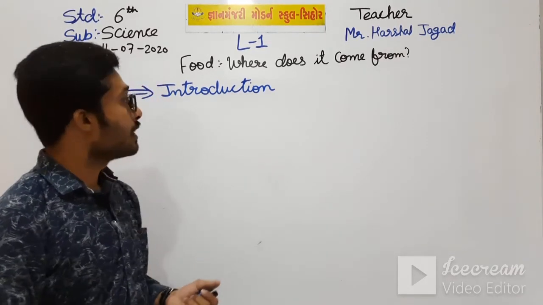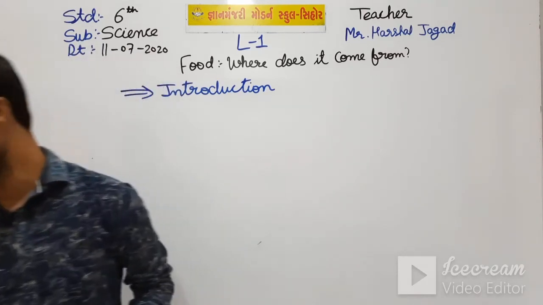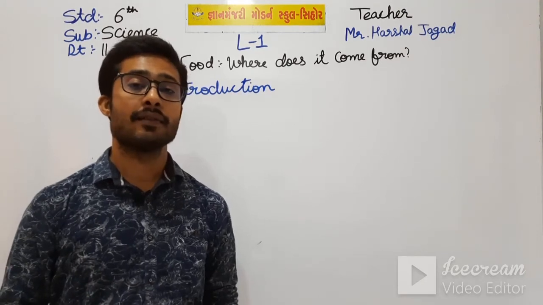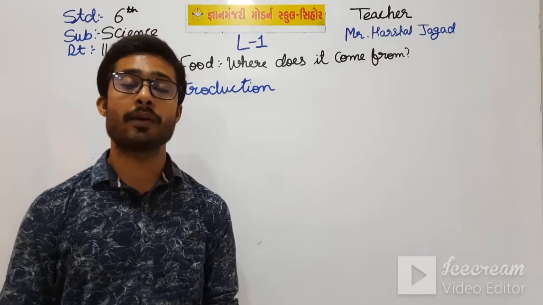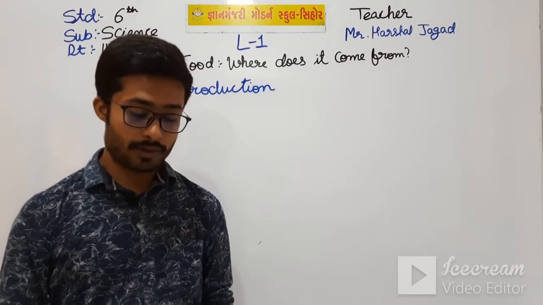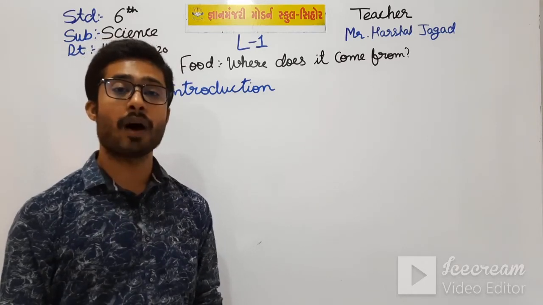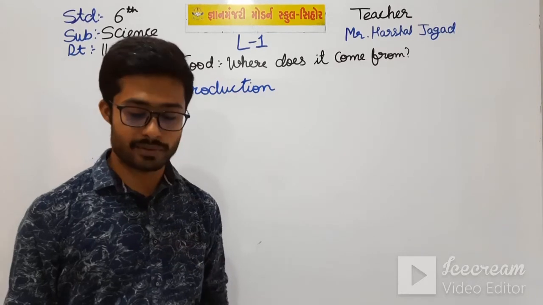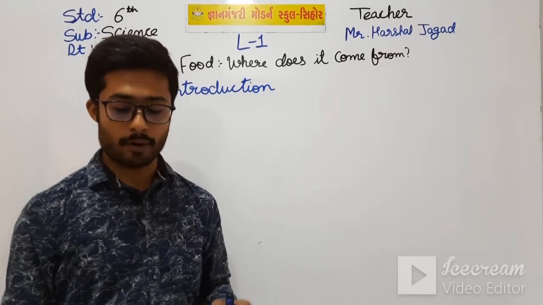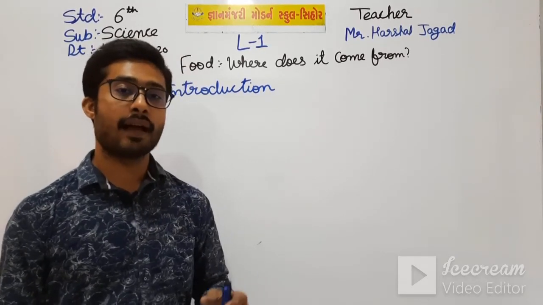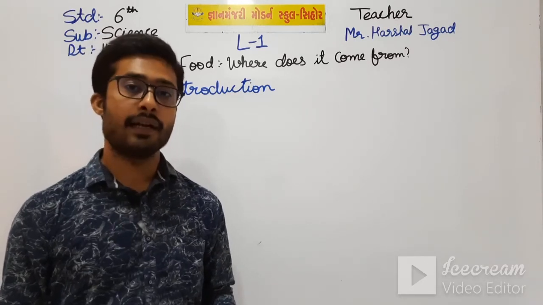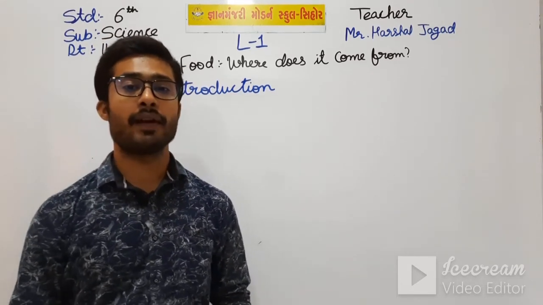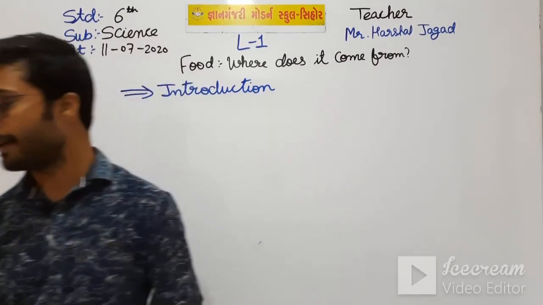Okay students, so there were 3 points in the introduction. Let me read that. We get energy from the food we eat. The next point was food helps us to grow and repair worn out tissues. Food helps us to stay healthy and protect our body from diseases, meaning if we eat healthy food, we can't get a disease, our body is protected from diseases, and it stays healthy. So this we have seen in the introduction part.